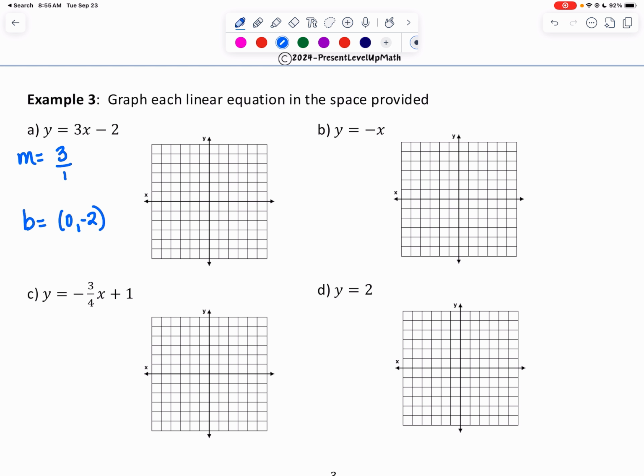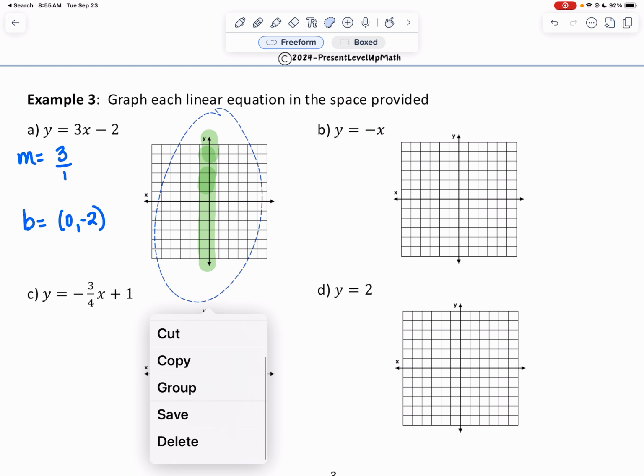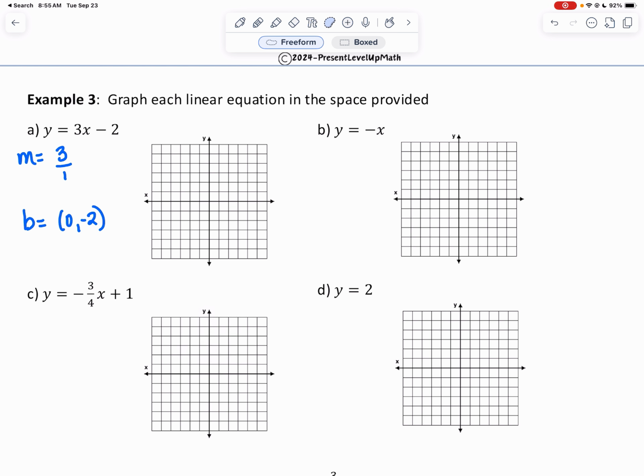All right, remember, we're going to start on the y-axis. So make sure, let me shade in this y-axis. Make sure that when you start, you always start on the y-axis. Okay, that's one of the most common mistakes I see people make, is they do not start on the y-axis. So if I start on the y-axis, I'm going to put a point at 0, negative 2.